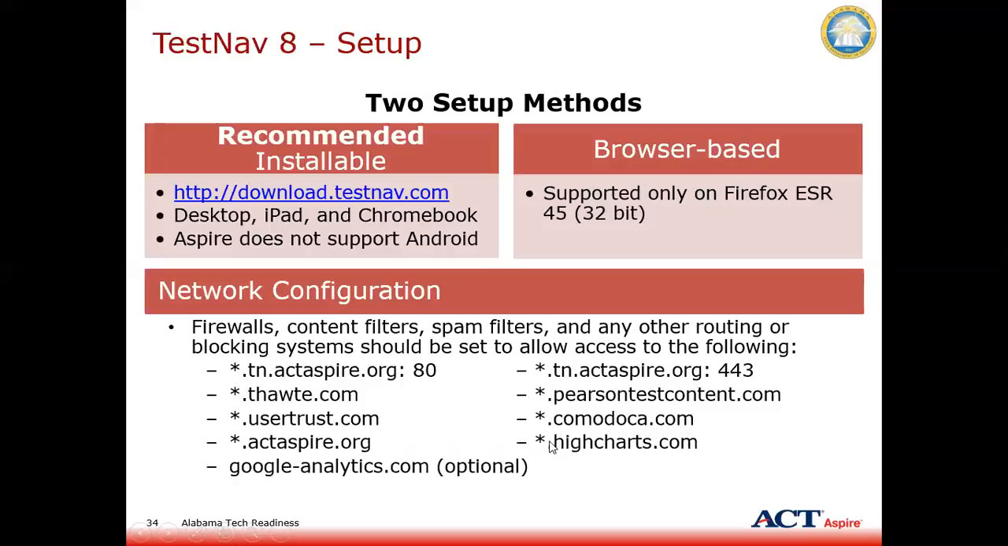These two are specific to the portal, so you want to make sure that the portal is able to, again, get through your network: actaspire.org and highcharts.com. And then optionally, you can also whitelist google-analytics.com. So remember, no matter what method you're using, desktop, iPad, Chromebook, or Firefox, you need to make sure these URLs and ports are able to get access through your network.